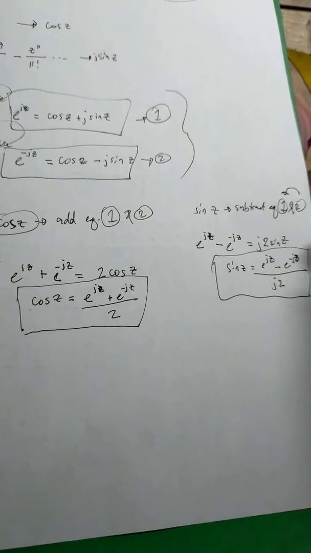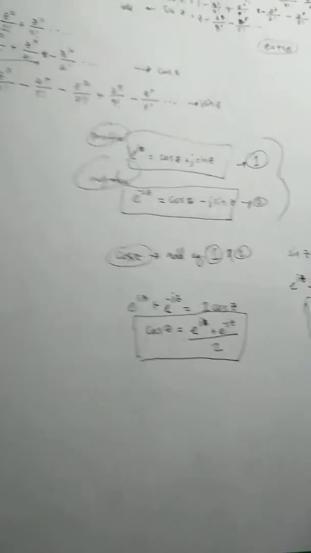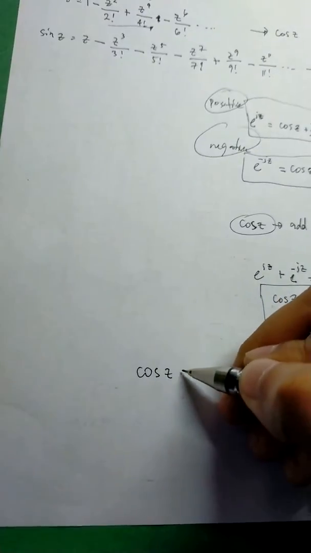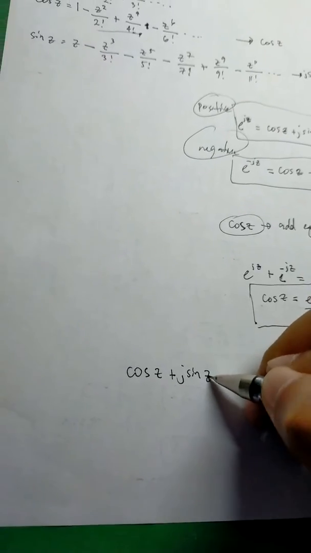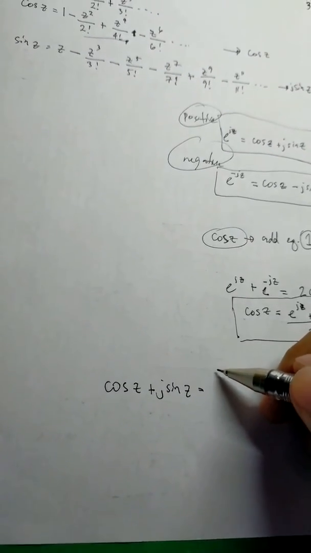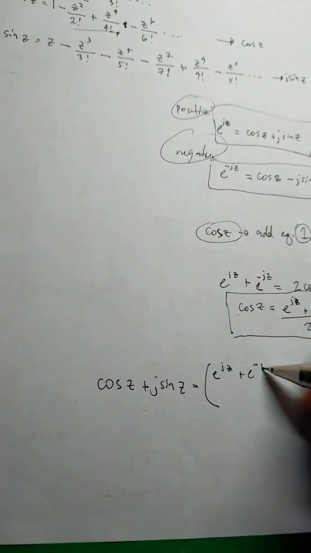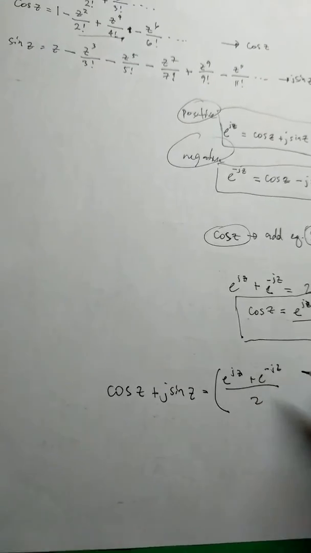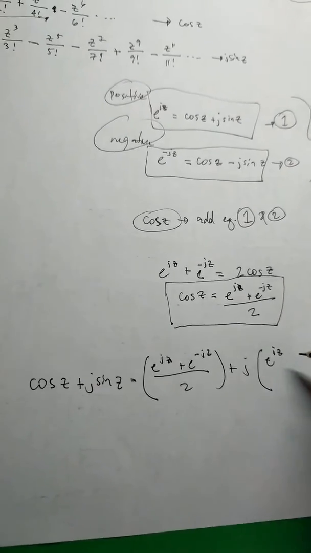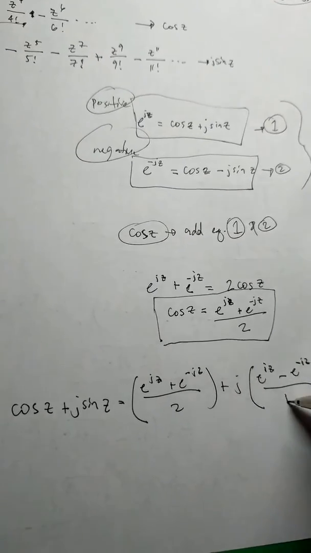Now, paano natin nakuha ang definition na cosine z plus j sine z equals to e raised to jz plus e raised to negative jz divided by 2 plus j times e^jz minus e^-jz over j2.